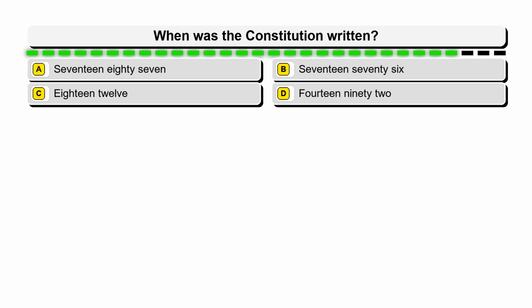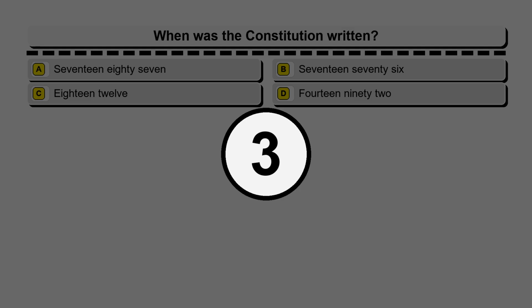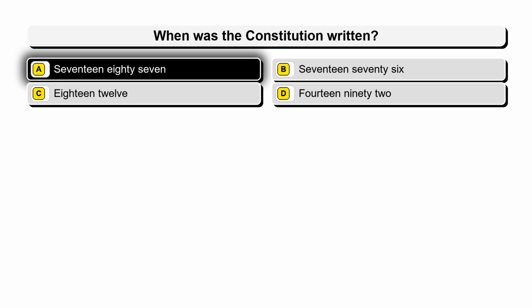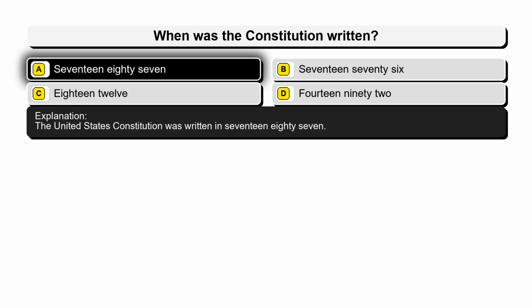Question 134. When was the Constitution written? Option A, 1787. Option B, 1776. Option C, 1812. Option D, 1492. The correct answer is option A, 1787. The United States Constitution was written in 1787.